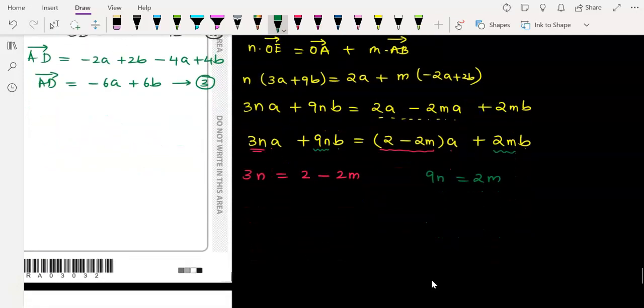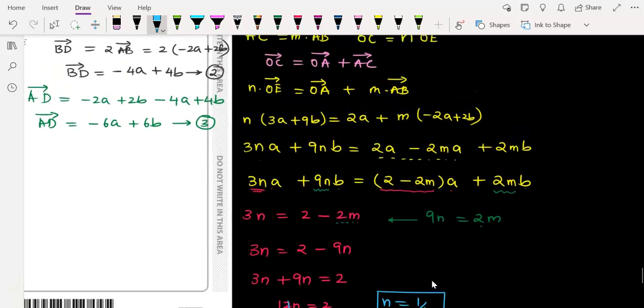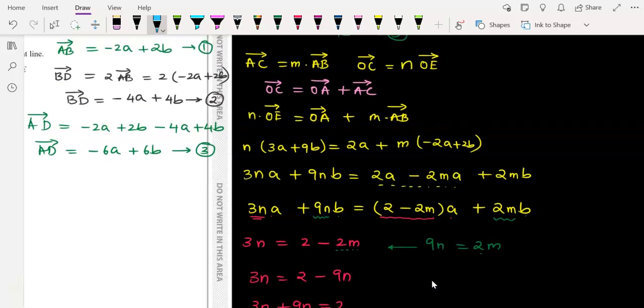Now we need to use these two equations to work out the values of m and n. Since 2m is 9n, in place of 2m we can write 9n. So 3n equals 2 minus 9n. Bring 9n to the left, so 3n plus 9n equals 12n equals 2. Divide both sides by 12, and you get n equals 1 upon 6. Now, what is n? N is the ratio of OC to OE. So OC is 1/6 of OE.